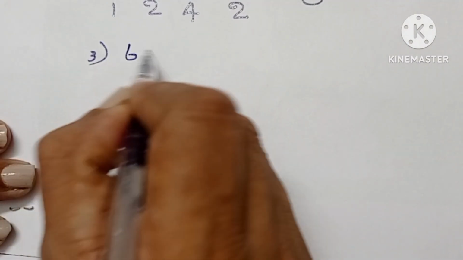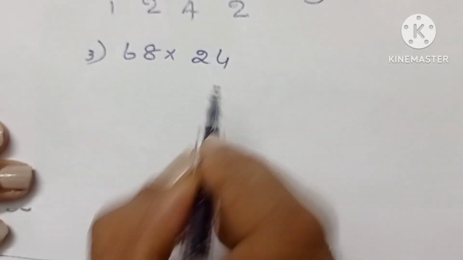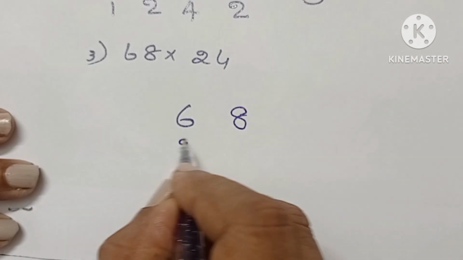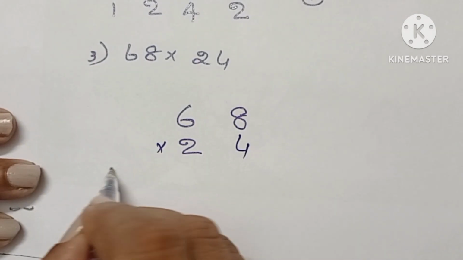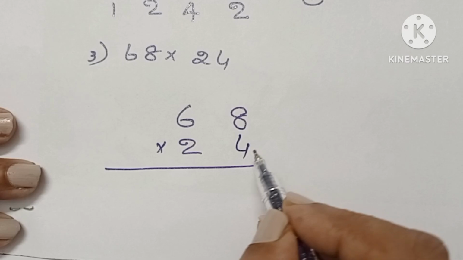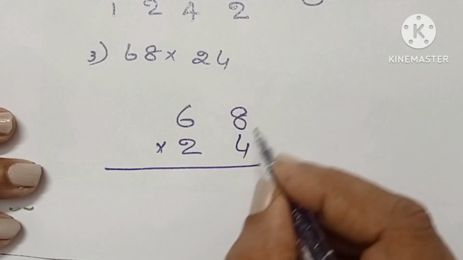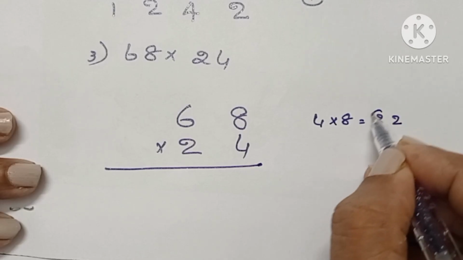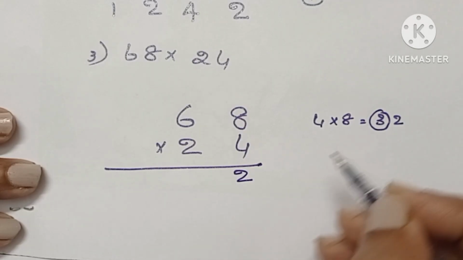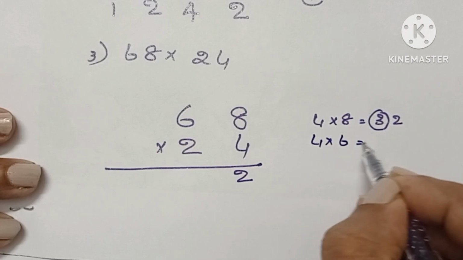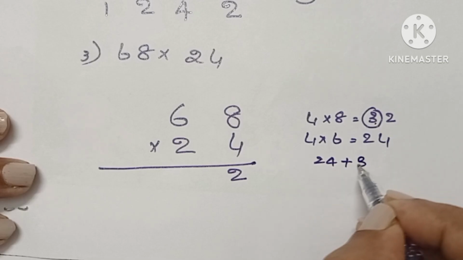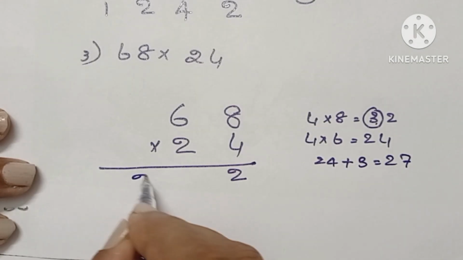Third question. 68 into 24. 68, 24. We are multiplying. 4 into 8, 32. 2 we are writing. 3 is the carryover. Then 4 into 6, 24. 24 plus the carryover 3, 27.